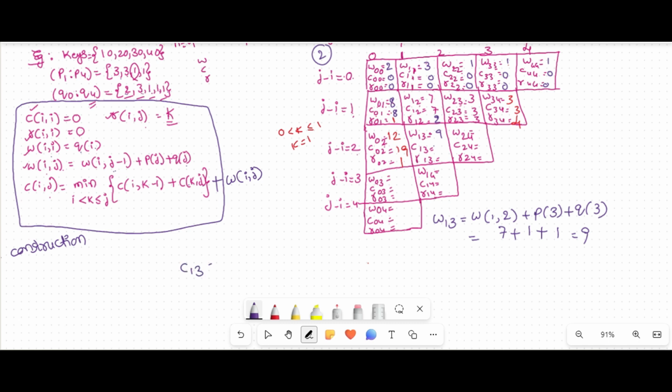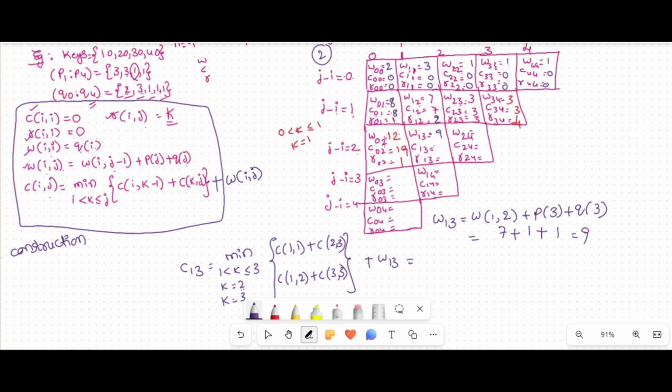C13 here I will write. C13 is minimum of 1 less than k less than or equal to 3. That means k value equal to 2, 1 value you will get. K value 3, you will get 1 value. Minimum of these two you have to write. Okay. For this plus W13, you will get some value. That is your C13. So now how to write it? C of I 1, k value 2 I am writing, J minus 1 plus C of k comma J. K is 2, J value 3. This is for k equal to 2. Next k equal to 3. I value is 1. Next k minus 1 means 2 plus C of kj 3.